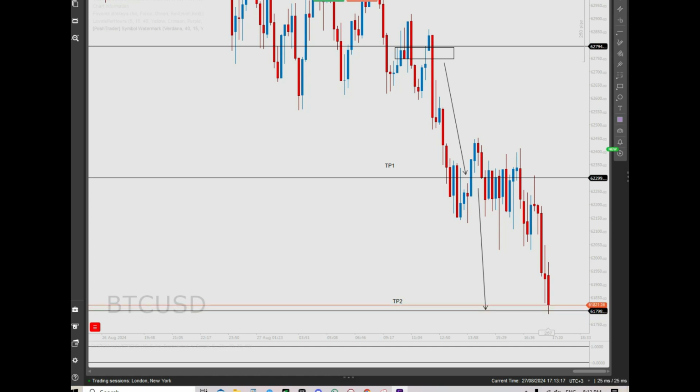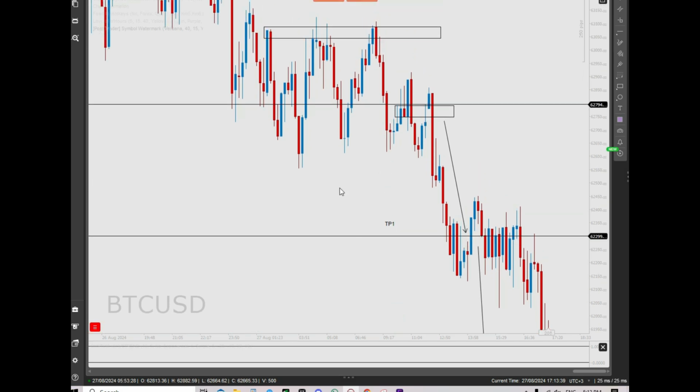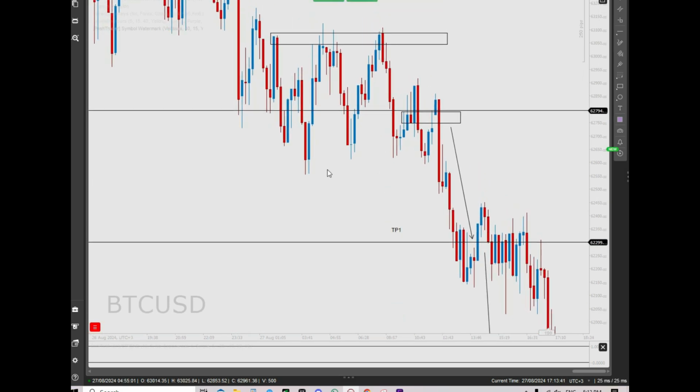Yay! We just hit TP2, guys. TP2, and the trade is complete. TP1 hit, TP2 hit. We are done, guys. That's it. So I hope you remember the trade call. Oh, look at it going straight down after all this mess around at TP1.